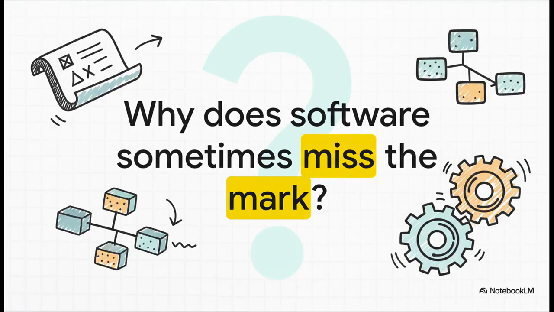And that really is the million-dollar question, isn't it? We've all used software that feels like it was designed by someone who's never actually met a human being. So why does this disconnect happen so often? Is it just a bunch of bad coding? Or is there something deeper going on?